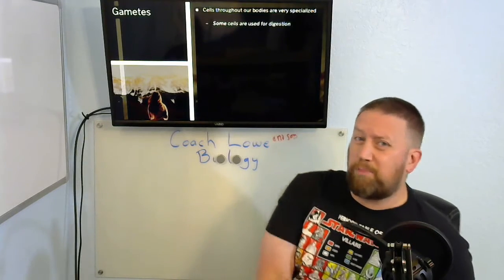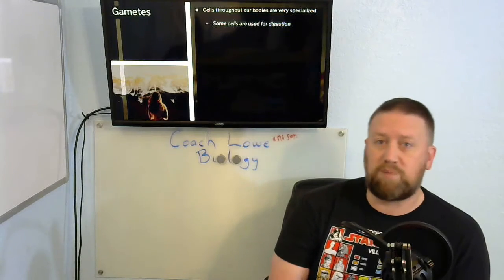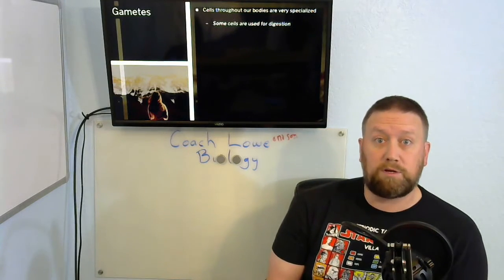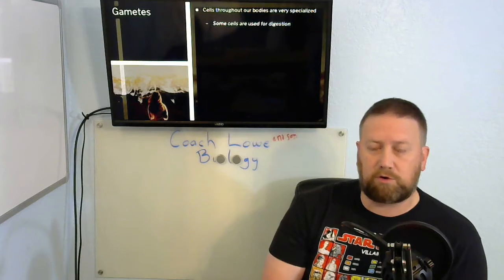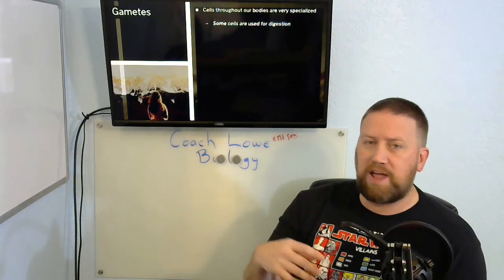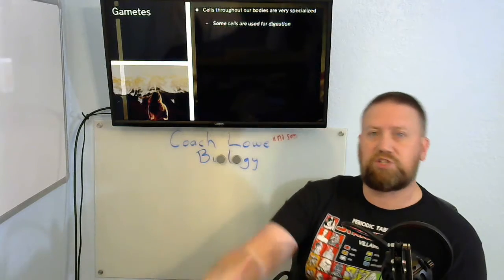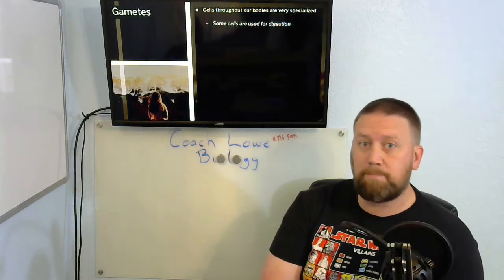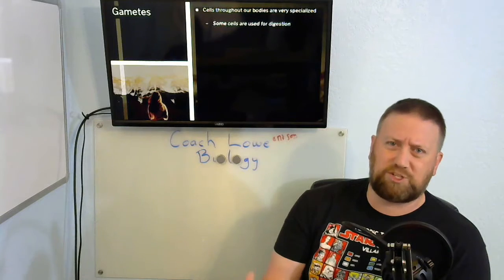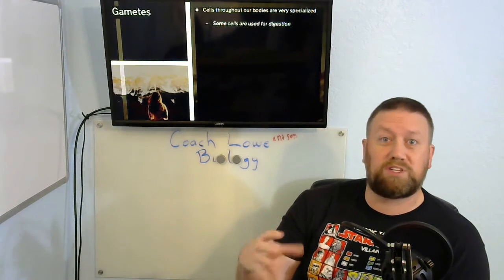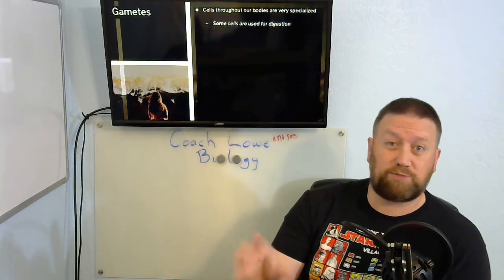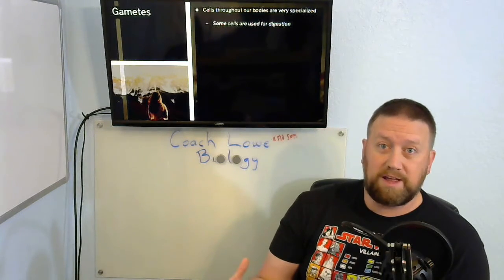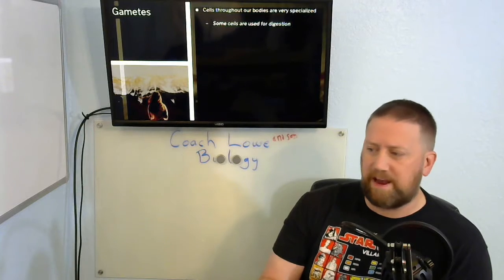Now, all of the cells in our body are very specialized. We have muscle cells. Those muscle cells help us move around. We have digestive cells that break down food and transfer it into our blood. We have cells in our lungs that help us to take oxygen from the air, put it into our blood, take carbon dioxide out of the blood, and release it into the atmosphere. And so all the cells in our body are very specialized. And when it comes to the sex cells, these sex cells are very specialized as well. And actually they are different from other cells in our body in many different ways. We call these sex cells gametes.